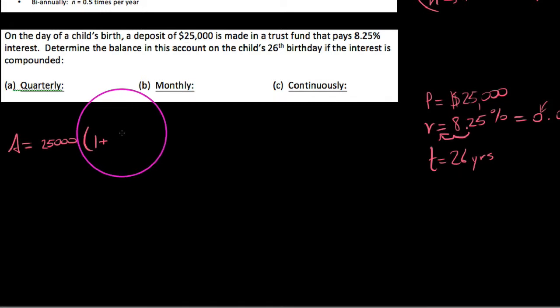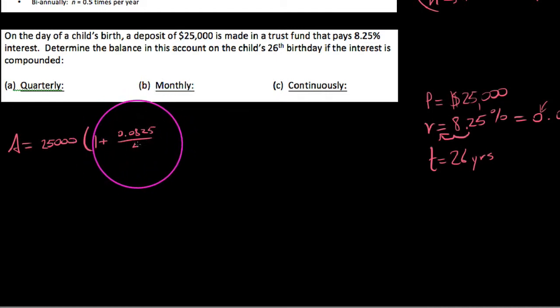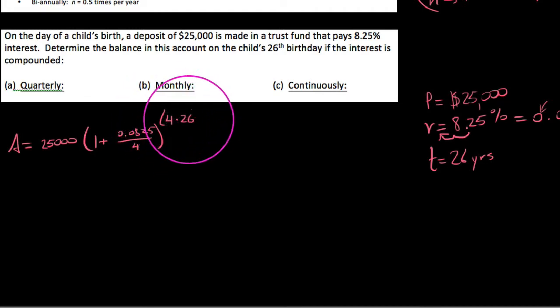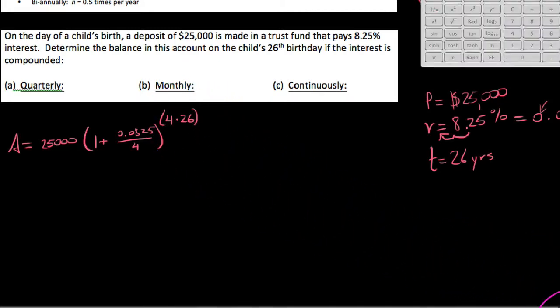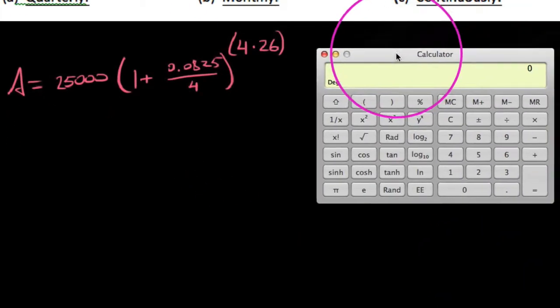Now, we need to plug in our rate. Our rate is 0.0825 over 4, because it was compounded quarterly, which is 4 times per year, to the power of 4 times the time. In this case, 4 times 26. So now, we'll just pull out our calculator. I'll slide this over here. We're going to have to be nimble how we calculate this here.